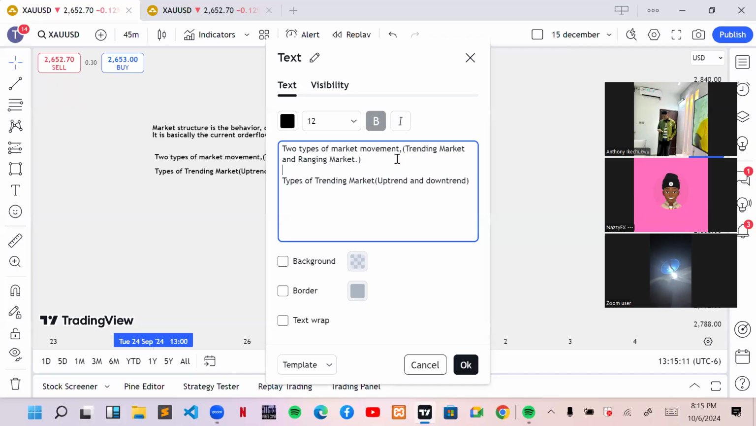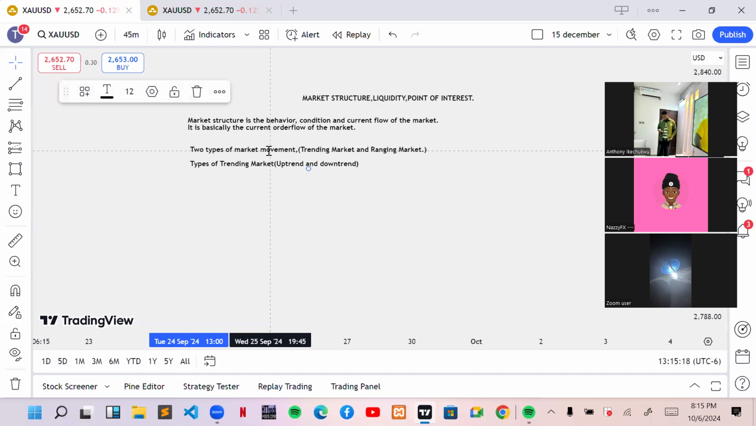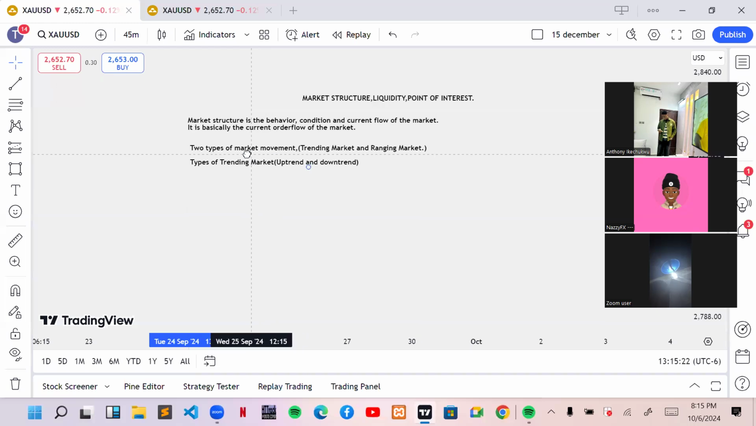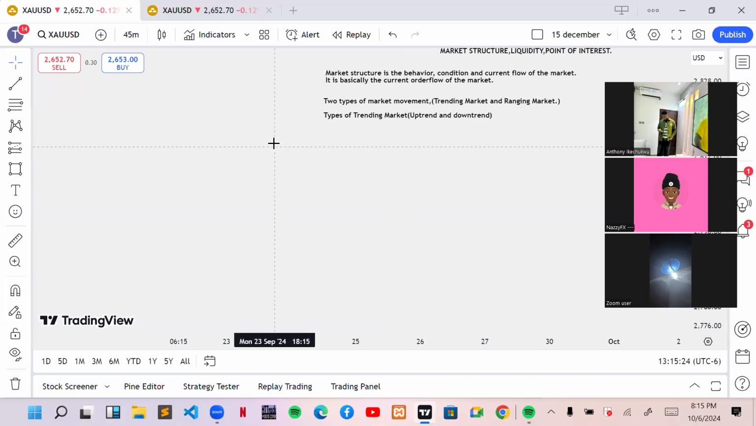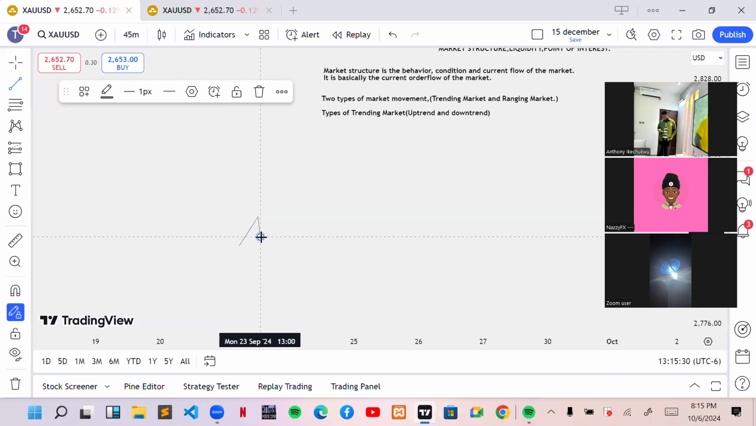The types of trending markets are the uptrend and the downtrend. An uptrend is when the market is making a series of higher highs and higher lows. In this scenario, the market is making higher highs and then higher lows, higher highs and then higher lows. This is what it means for the market to be on an uptrend.